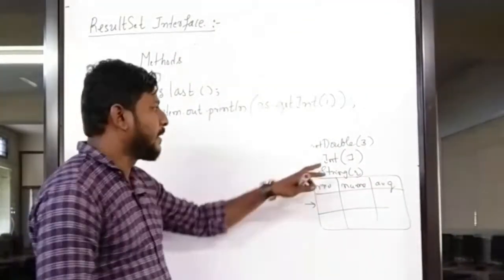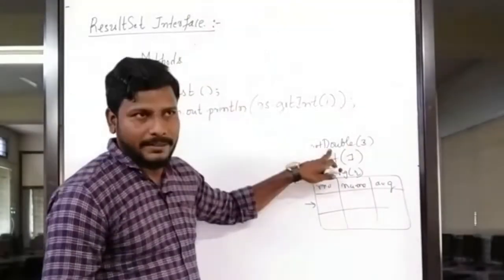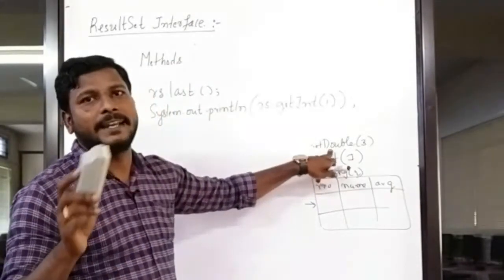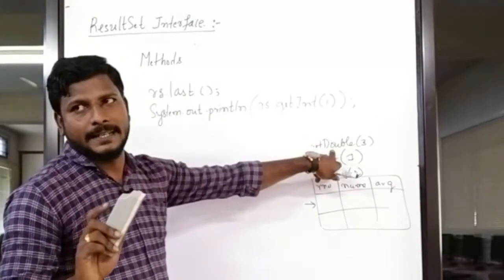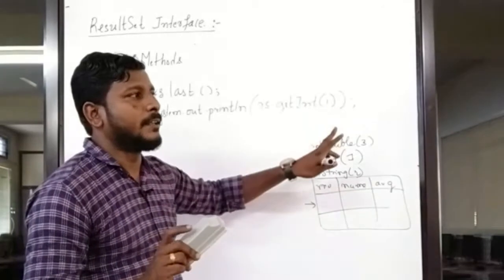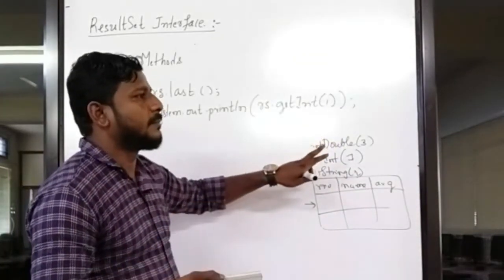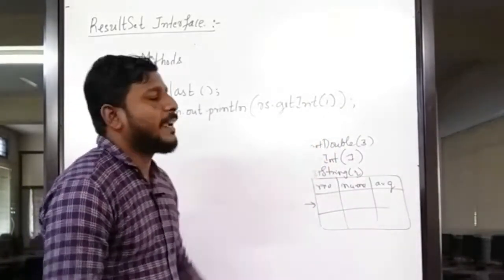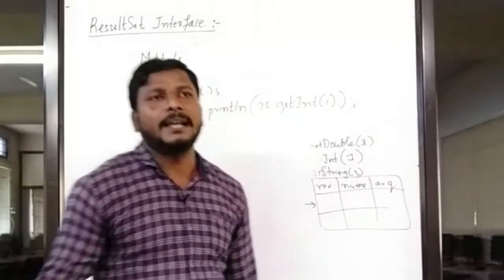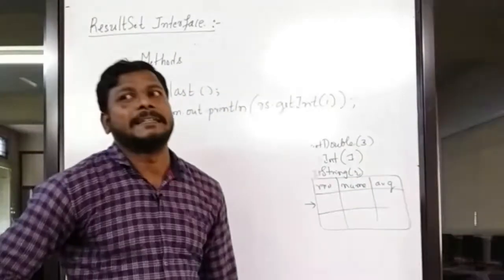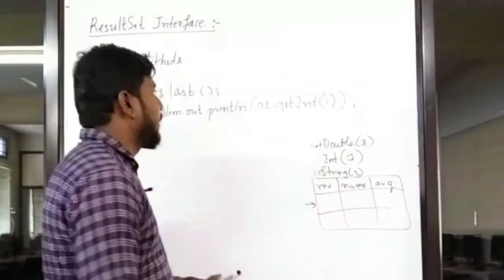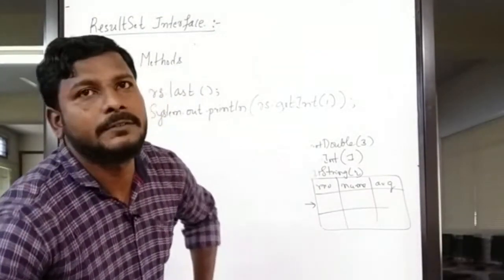Just remember, if you want to use any of these methods, the first word is in lowercase and the second word is in sentence case, like getInt, I in caps, or getDouble, D in caps, getFloat, F in caps, something like that. All right. Okay, let's see what are the different types of result sets.